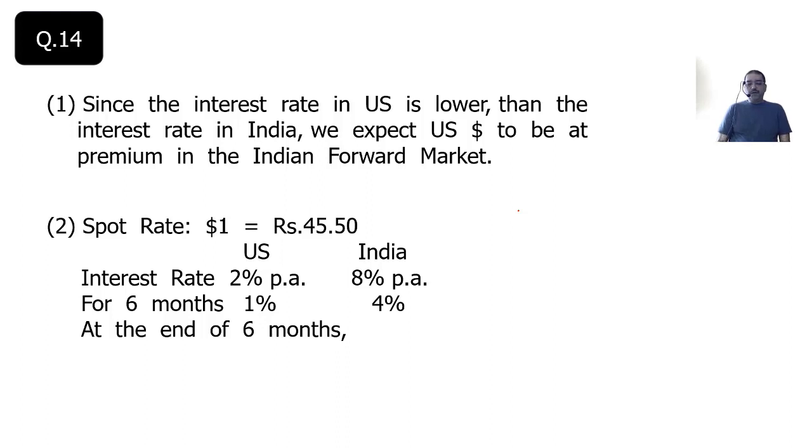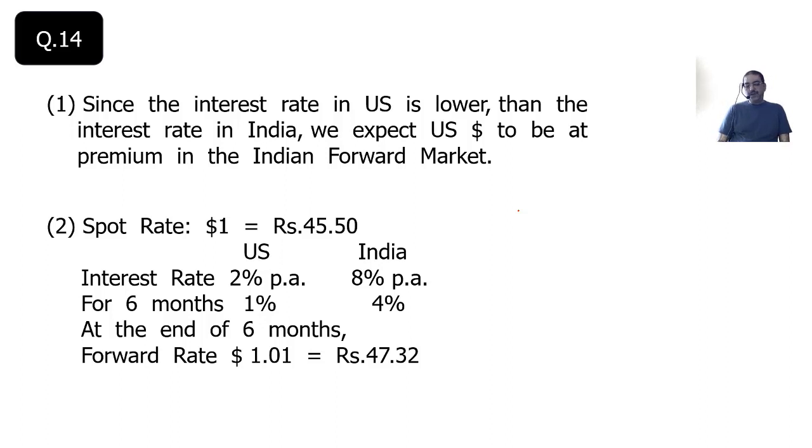At the end of 6 months, what will happen? $1 will increase by 1%. It will become 1.01. 45.50 will increase by 4%. So that will come to 46.85. 47.32, sorry.